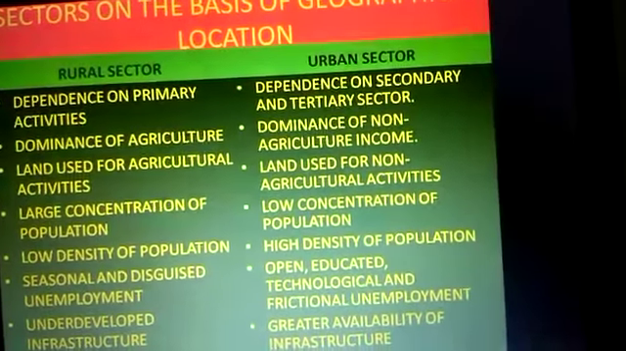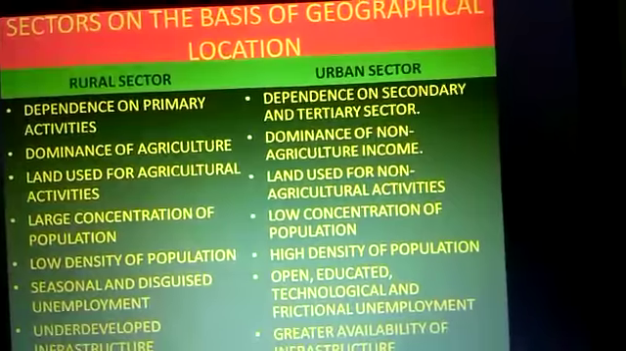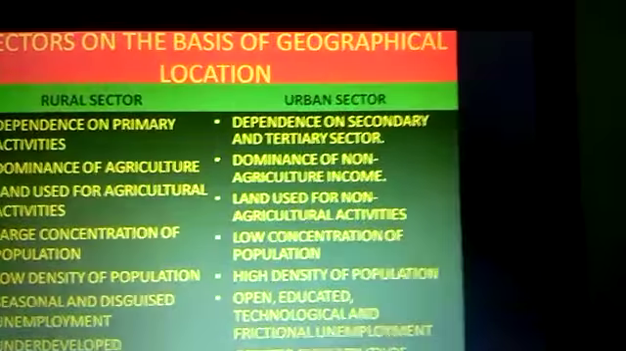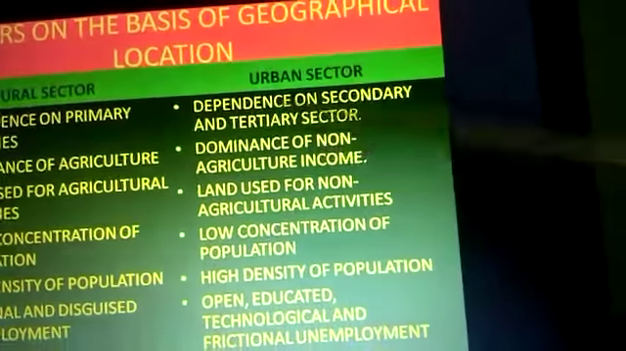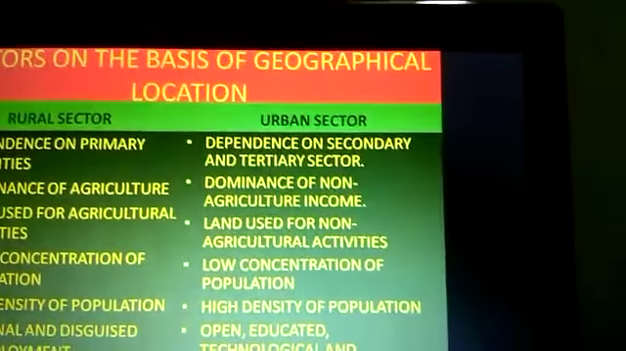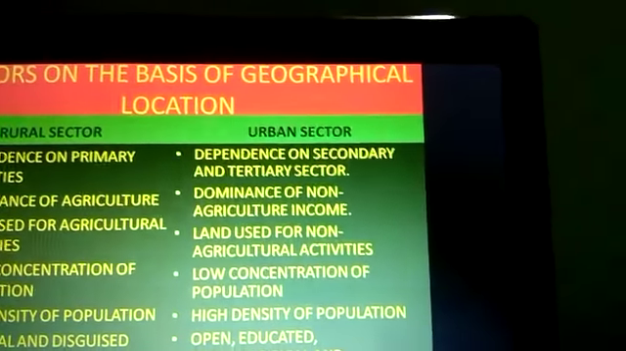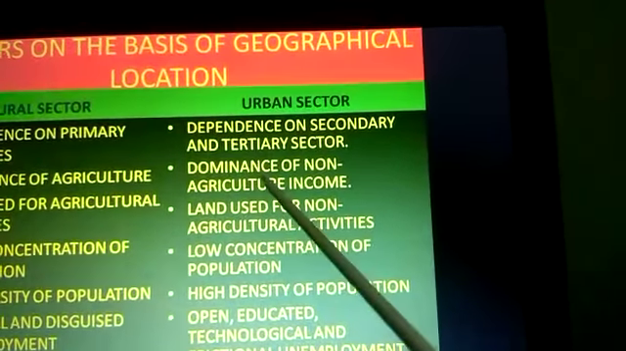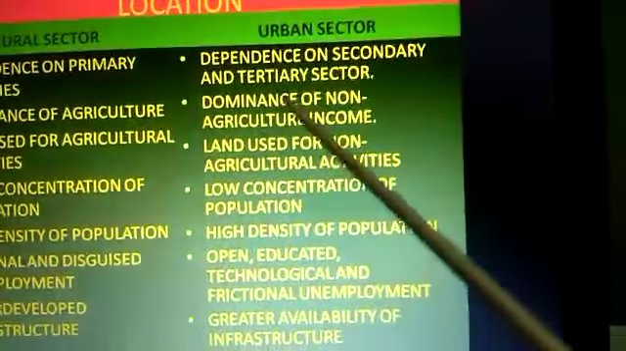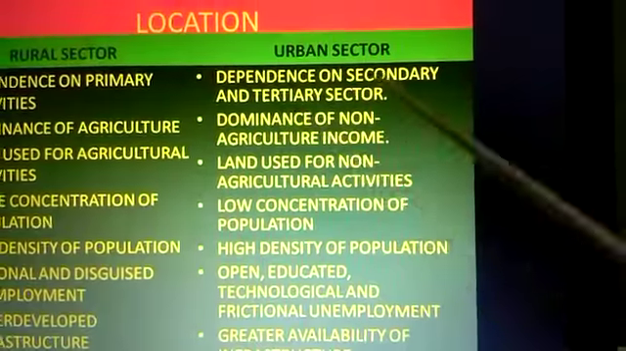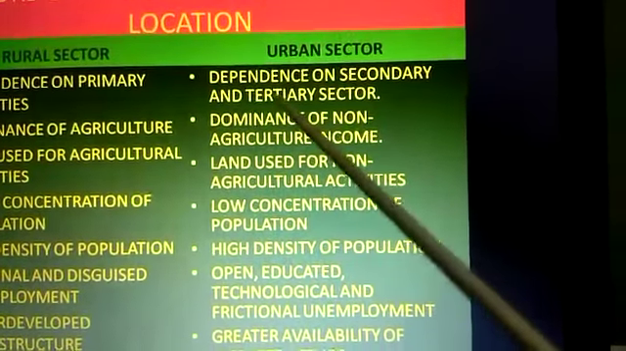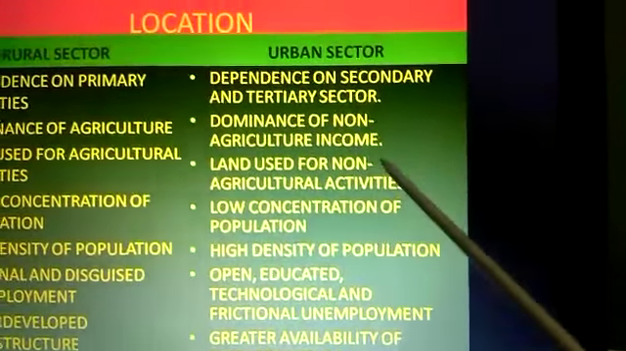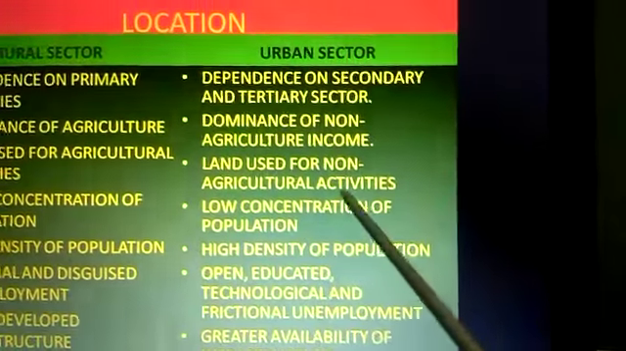The secondary sector is the one in which goods are produced from raw materials produced in the primary sector. That means it includes industries and services. Then, dominance of non-agricultural income, because people earn their income from non-agricultural sources. Dominance, not that agriculture is not present. Agriculture is present, but more people work in the industries and in the service sector. Similarly, land is used for non-agricultural activities, that is for setting up industries and for providing services.